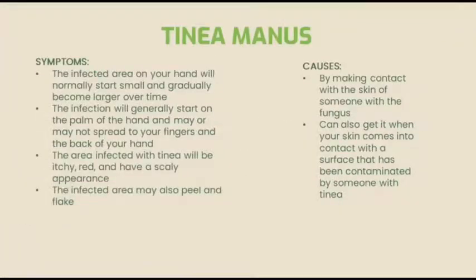Symptoms. The infected area on your hand will normally start small and gradually become larger over time. The infection will generally start on the palm of the hand and may or may not spread to your fingers and the back of your hand. The area infected with tinea will be itchy, red, and have a scaly appearance. The infected area may also peel and flake.